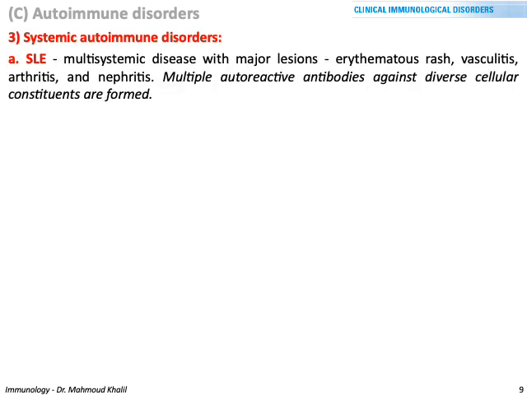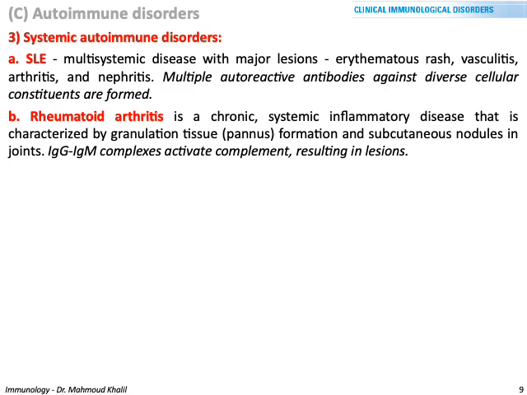Systemic autoimmune disorders. First one is SLE. It's a multi-systemic disease with major lesions like rash, vasculitis, arthritis, and nephritis. Actually, multiple autoreactive antibodies against diverse cellular constituents are formed. Rheumatoid arthritis is a chronic systemic inflammatory disease that is characterized by pannus formation and subcutaneous nodules in the joints. As well, IgG, IgM complexes activate complement, resulting in lesions.